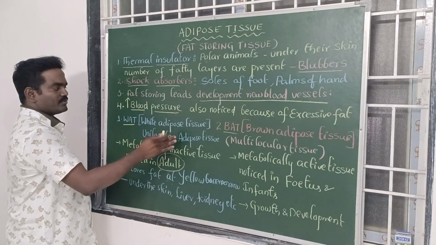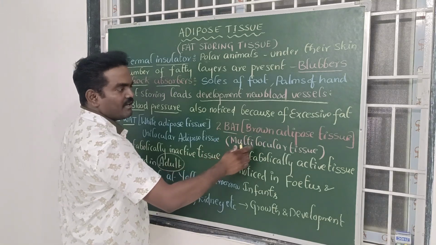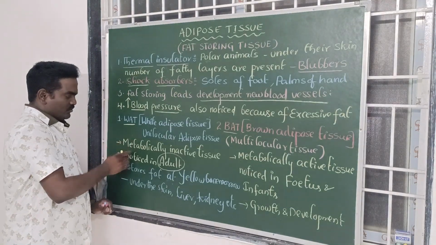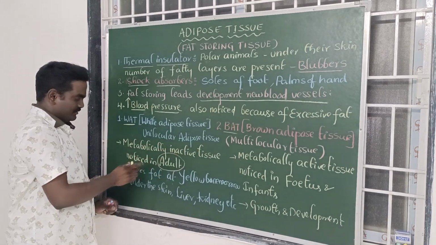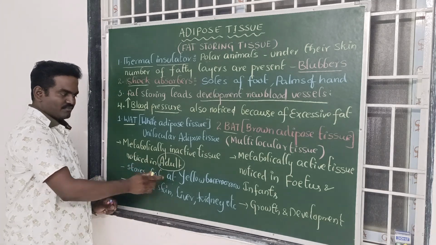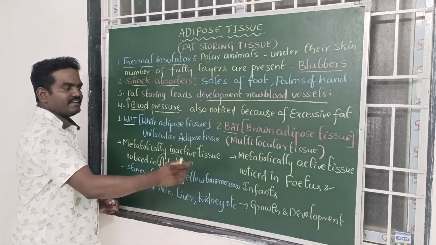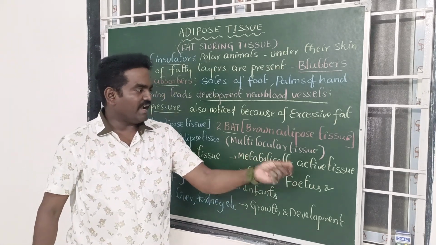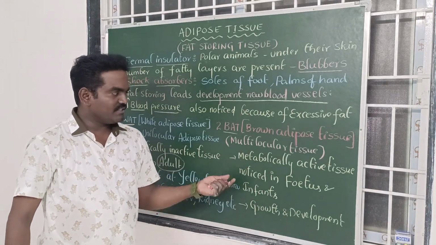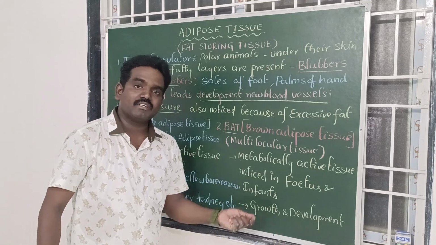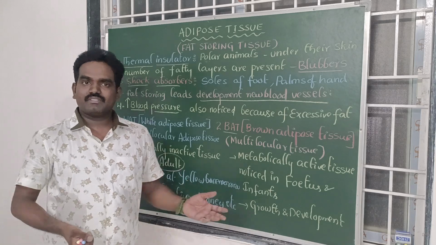WAT means white adipose tissue or unilocular adipose tissue. BAT means brown adipose tissue, also called multilocular adipose tissue. Here WAT is metabolically inactive tissue, noticed in adults. It stores fat at yellow bone marrow, under the skin, liver, kidney, etc. BAT is metabolically active tissue, noticed in fetus and infants. It is majorly useful for the growth and development of fetus and infants. So this is about adipose tissue.